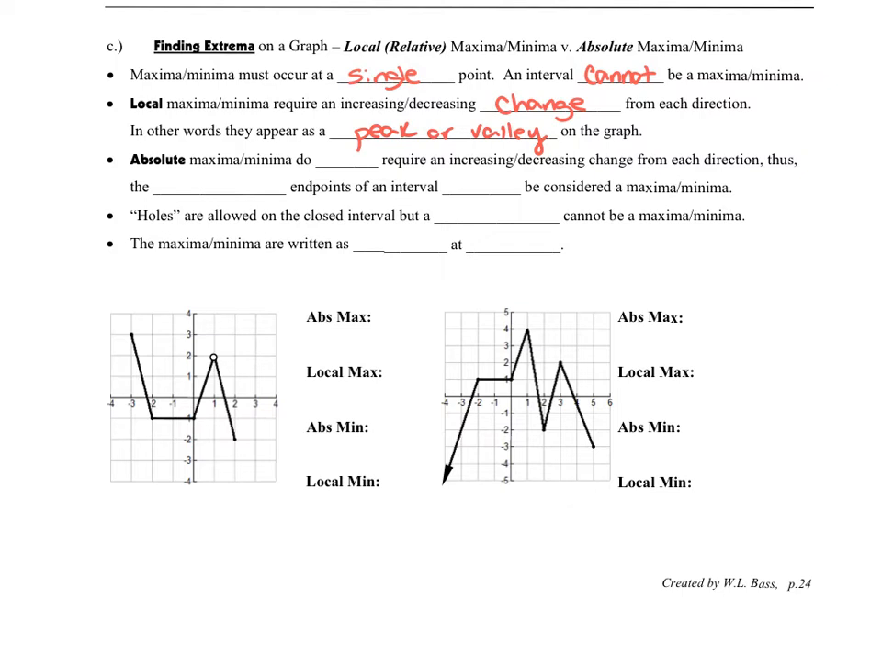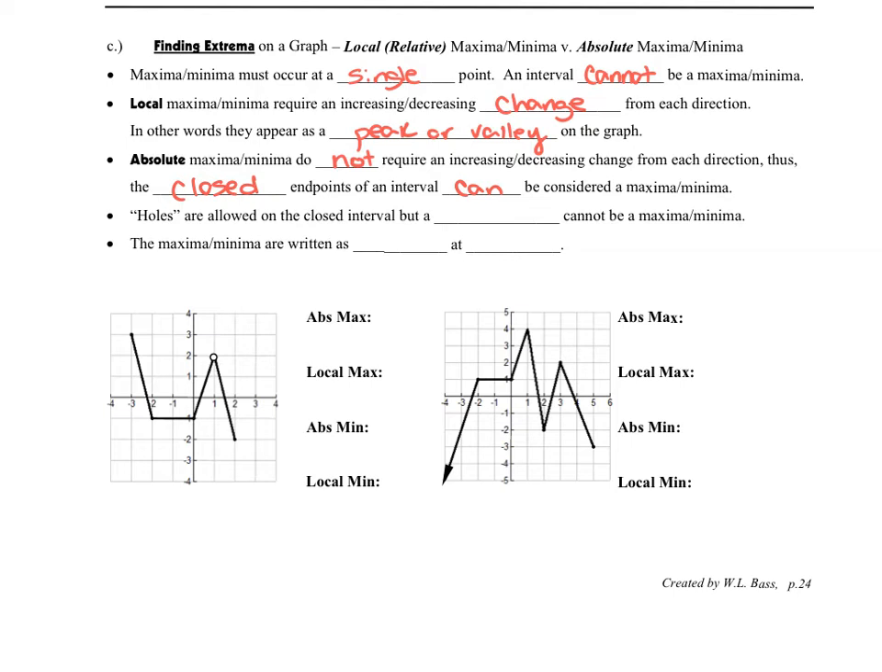Now, when we go to find absolute max and mins, those do not require an increasing or decreasing change. They can just be an endpoint, a closed endpoint of an interval. Those can be considered a max and min.